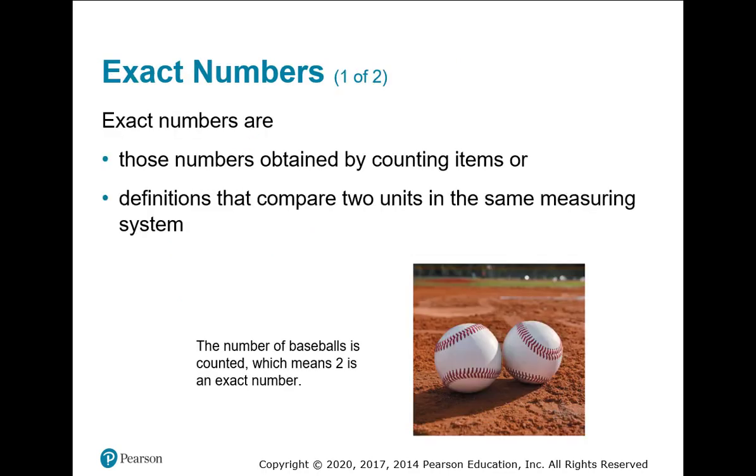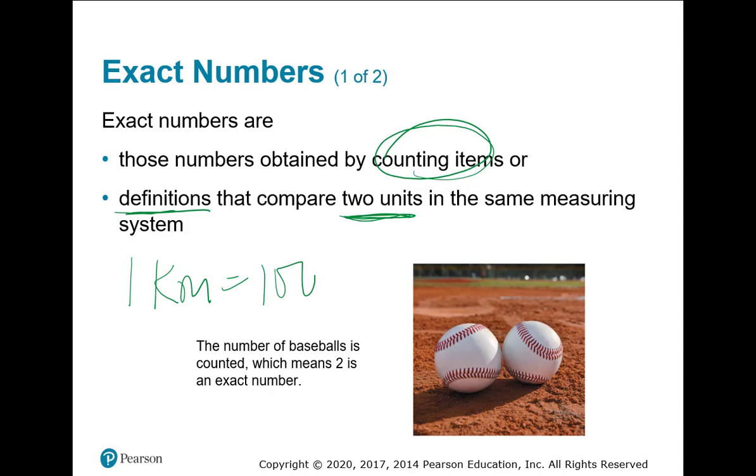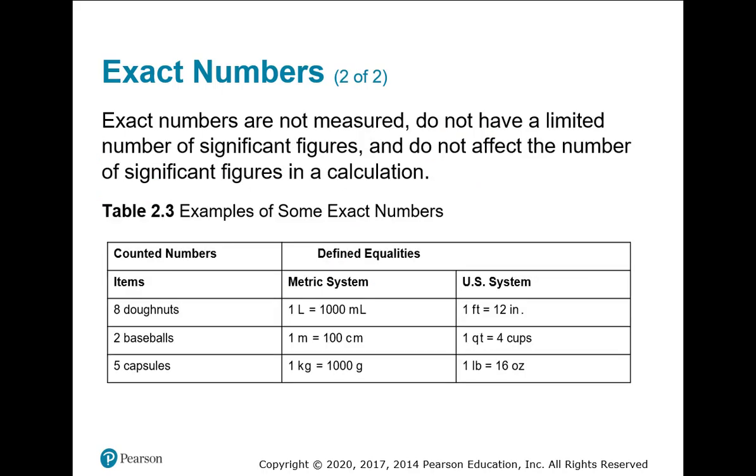Exact numbers are numbers that are obtained by counting items or by definitions that compare two units in the same measuring system, like metric to metric. When I said 1 kilometer equals 1,000 meters, that is a definition comparing two units in the same measuring system. Exact numbers are not measured. They do not have a limited number of sig figs. They do not affect the number of significant figures in calculations.